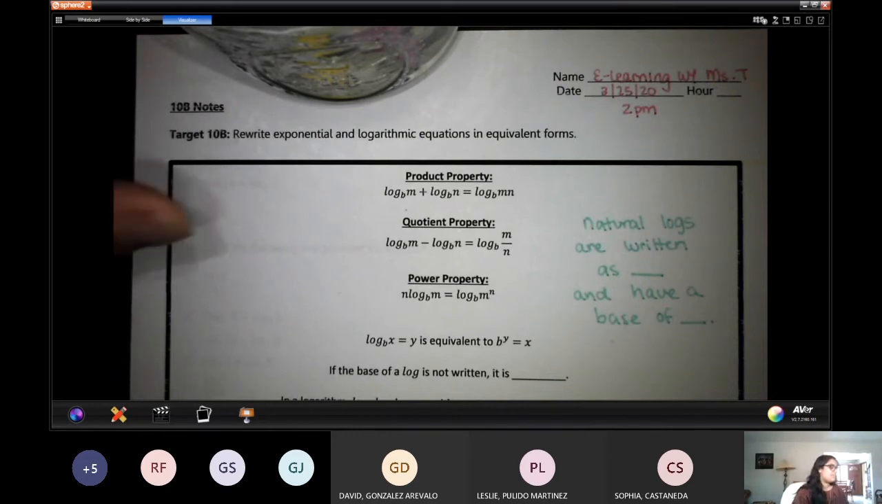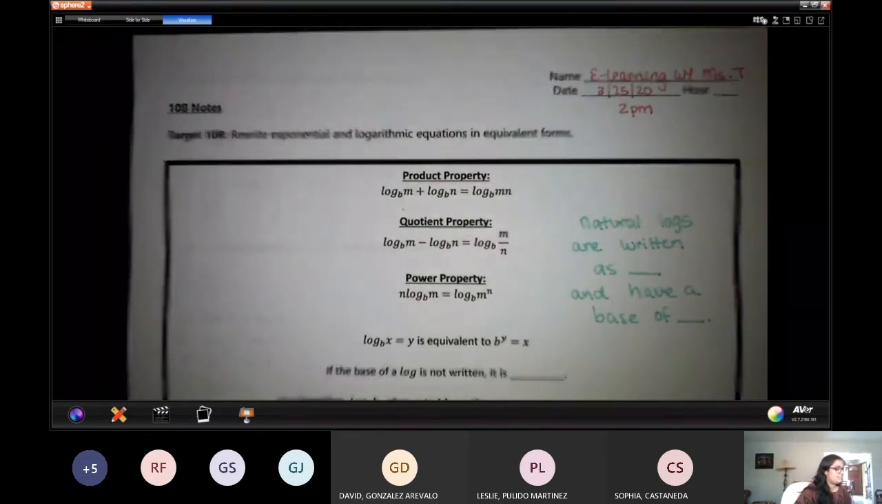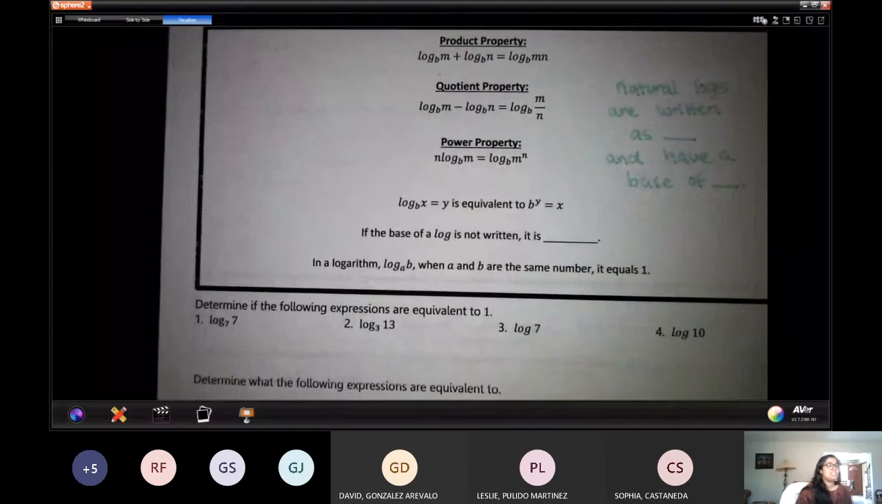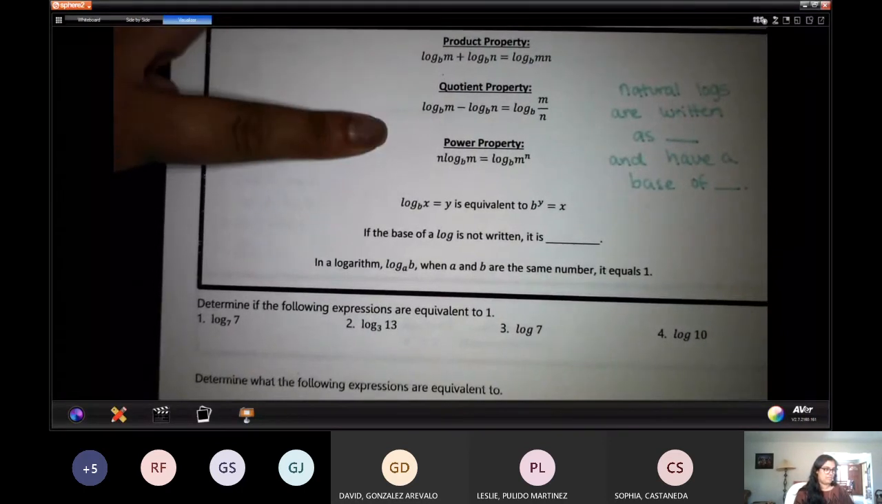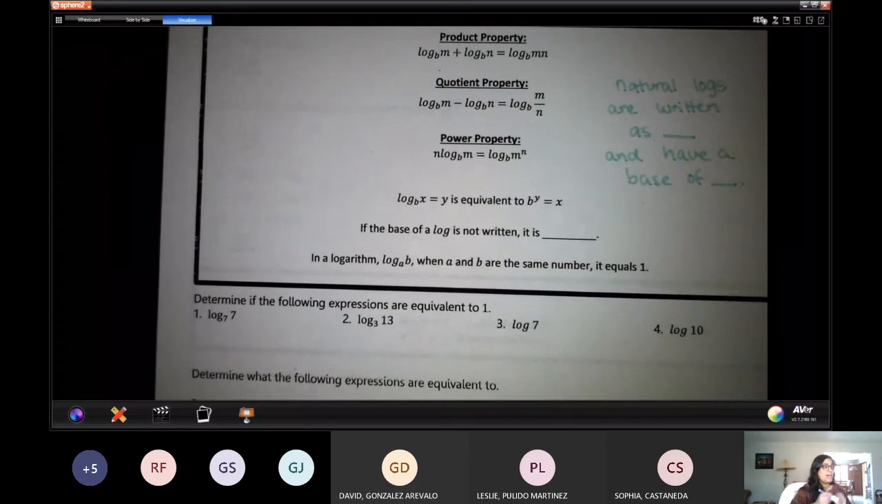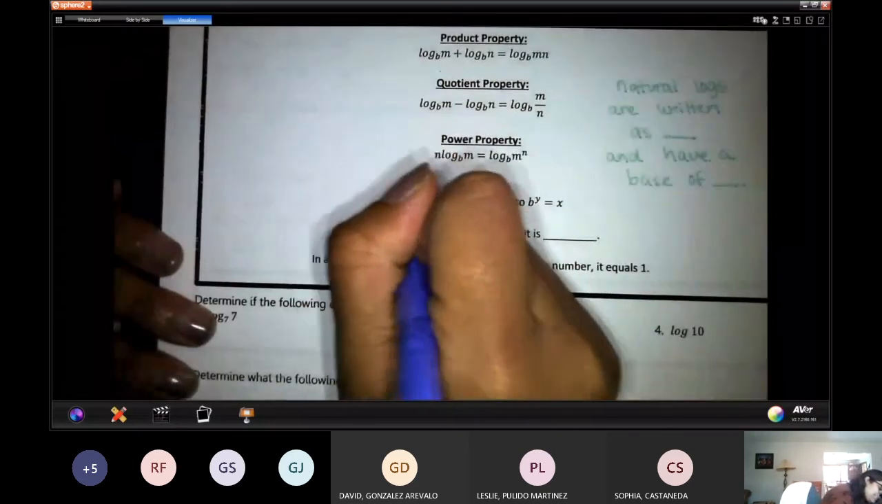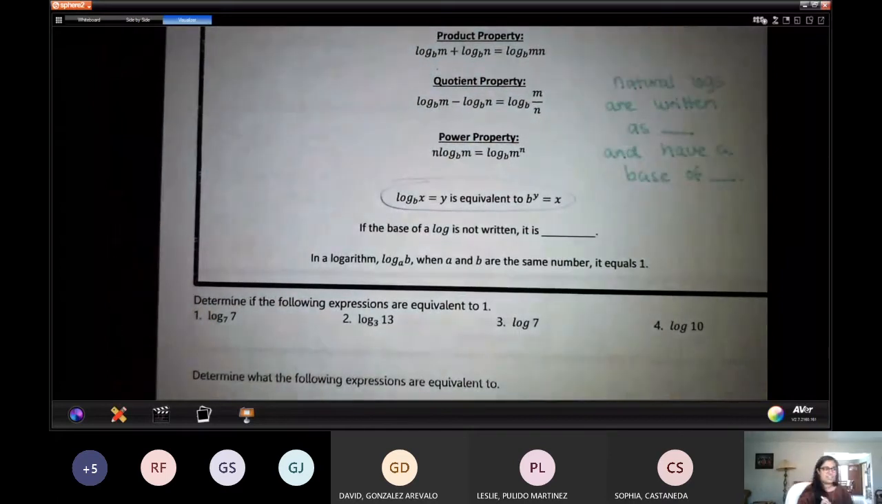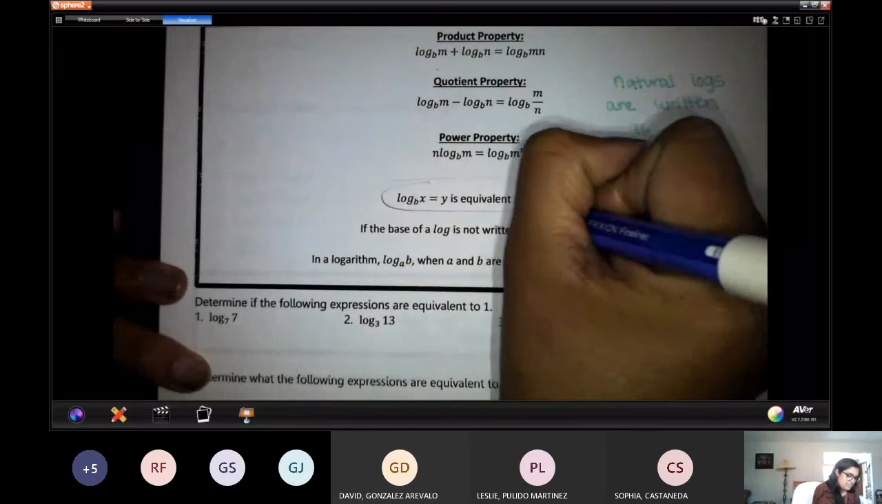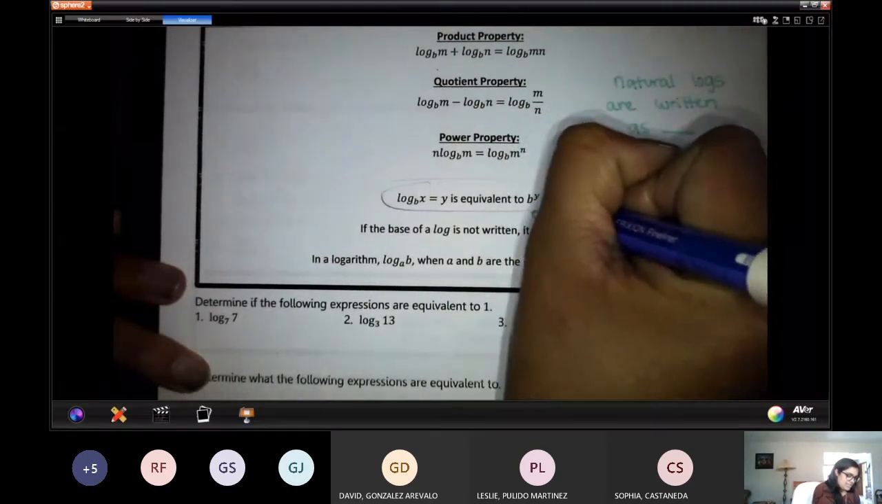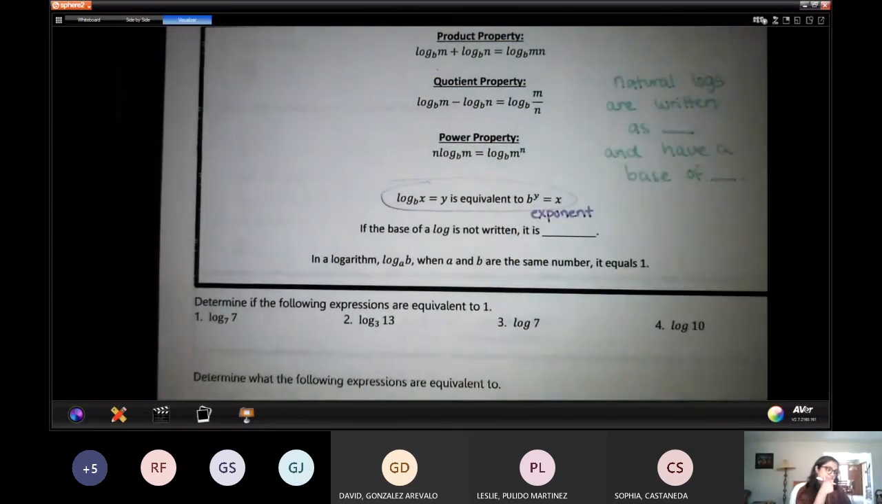There's a couple of rules, just like with exponent rules that you had rules for. So these are the properties that we're going to use. You have your product property, your quotient property, and your power property. And the other thing is this right here. This is just the definition of what a log is. That's how you go from the log version to the exponent version. Nice and easy.